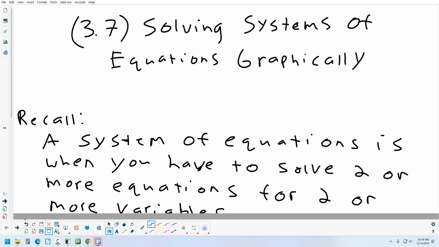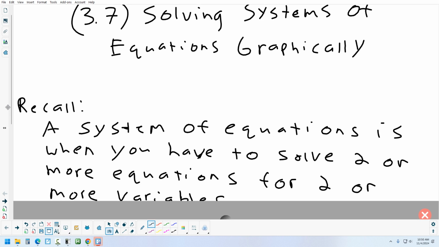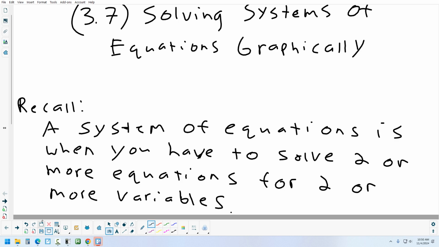So in 3.7, what they're looking at here is solving systems of equations graphically. So basically that means we're going to be graphing and looking for where two graphs intersect. So it's pretty straightforward. Just remember that in general, a system means that you're solving for more than one variable, generally a minimum of 2. Systems can have more than 2, but not the ones we're doing.